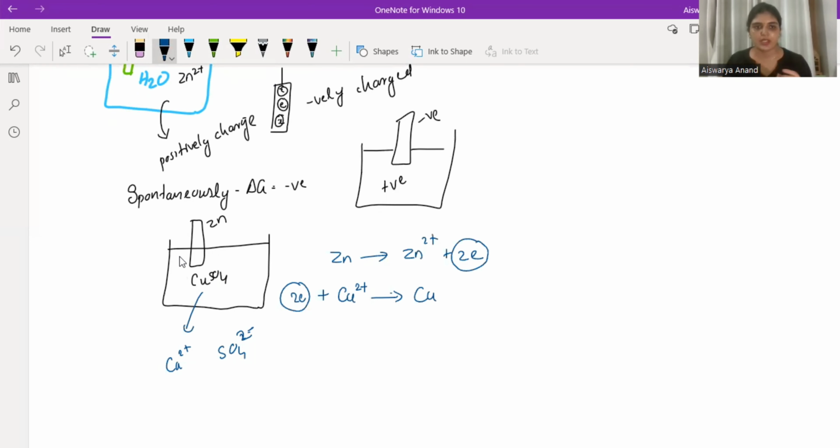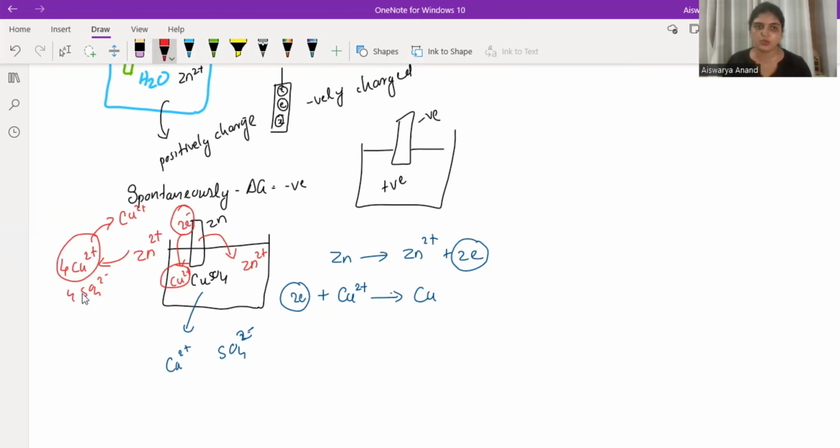Because see, imagine one extra zinc is actually going to the solution. So one zinc is going to the solution becoming Zn2+ and leaving 2 electrons over here. Now these electrons combine with Cu2+ over here. I'm taking a simple number for your understanding. Imagine there are 4 Cu2+ ions and 4 SO4 2- ions in the solution. Now one of the Cu2+ is being replaced by Zn2+. Only one.